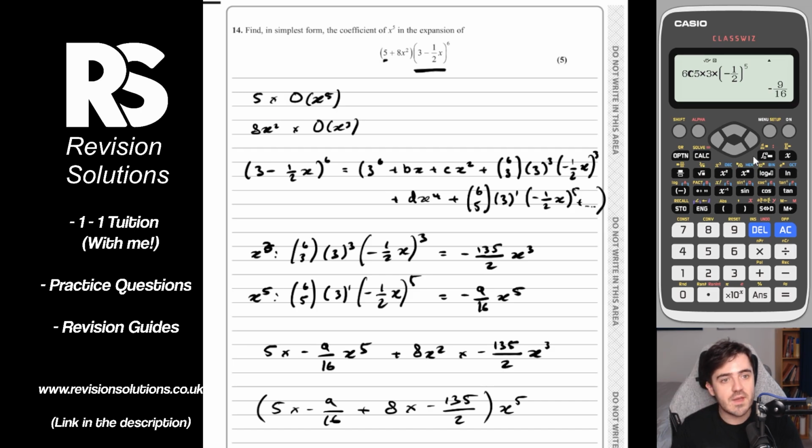And we can now just plug all that in the calculator. So 5 times minus 9 over 16 plus 8 times minus 135 over 2. That gives me minus 8,685 over 16 x to the 5, which would be our coefficient of x to the 5.